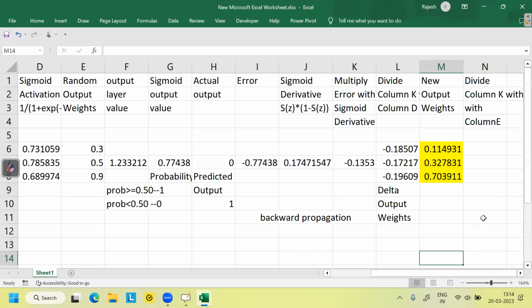So divide column K with column E is equal to, again fix it by pressing F4, divided by the original output weights.